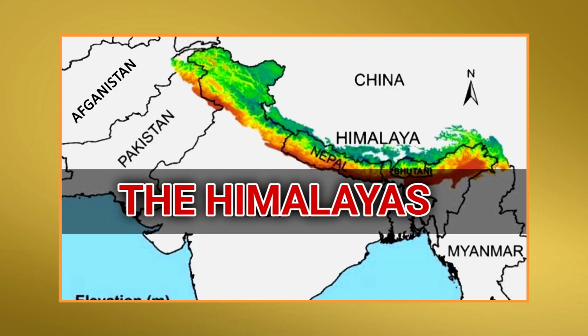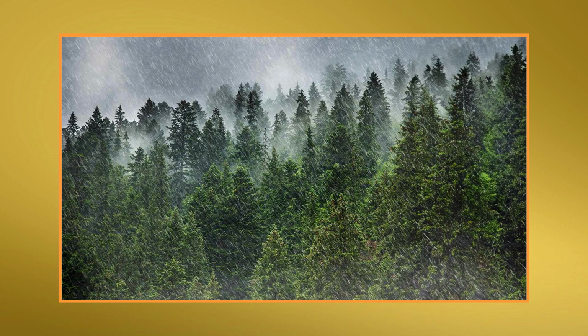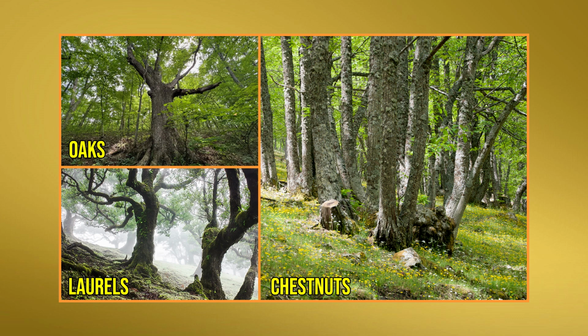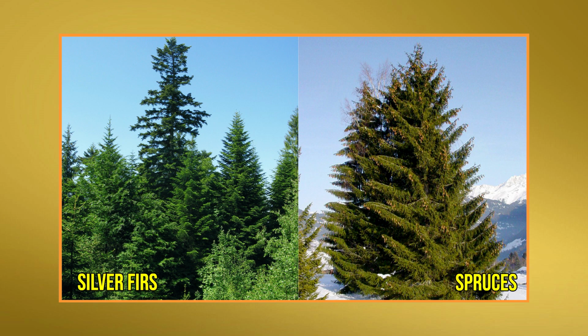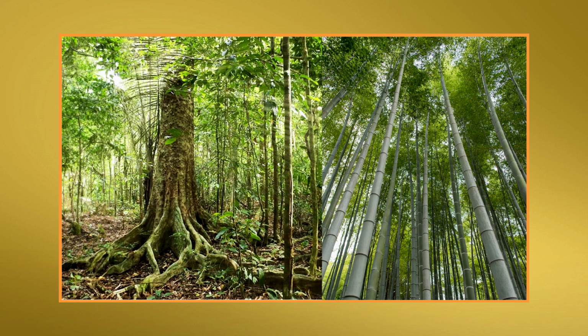Now, we are going to talk about the montane temperate type. This type of forest extends in the lower reaches of Himalaya where the rainfall is moderate, though regular. The main trees found are oaks, chestnuts, and laurels. It also grows pines, cedars, silver firs, and spruces. Rhododendrons and some varieties of bamboo are also seen in good numbers in this forest.